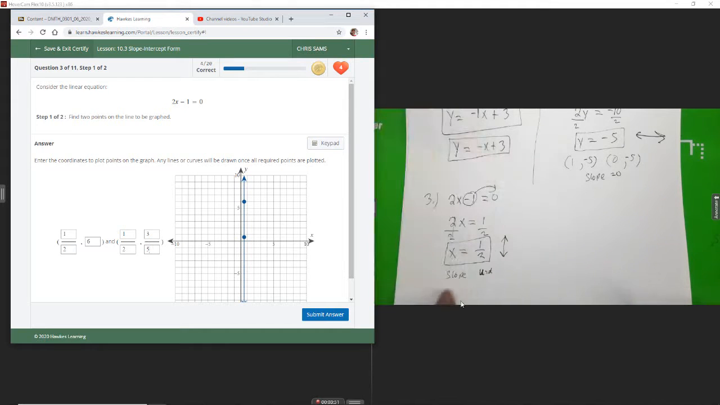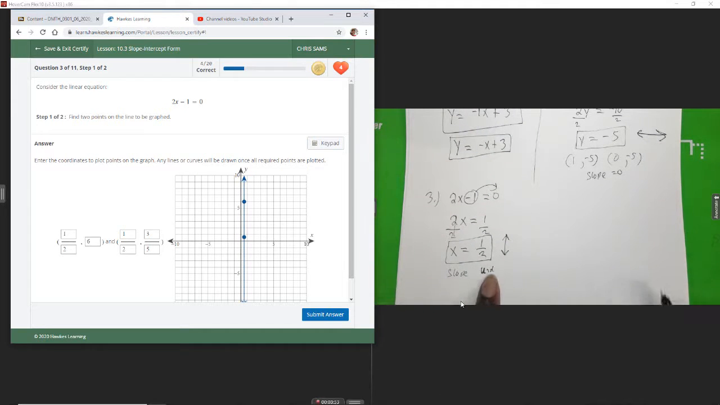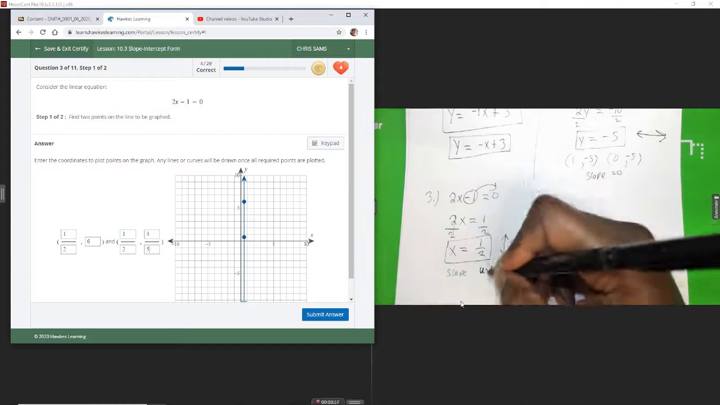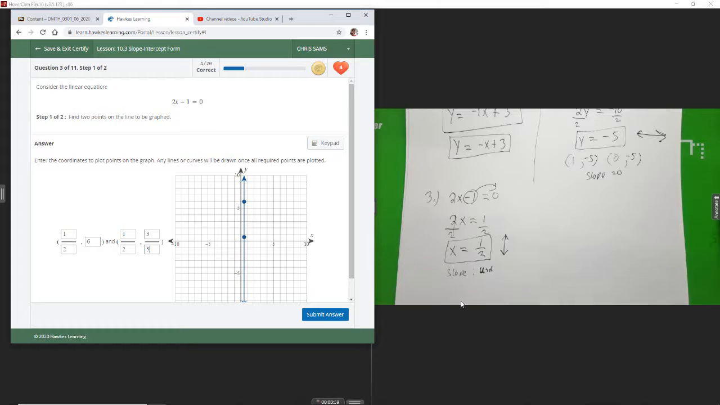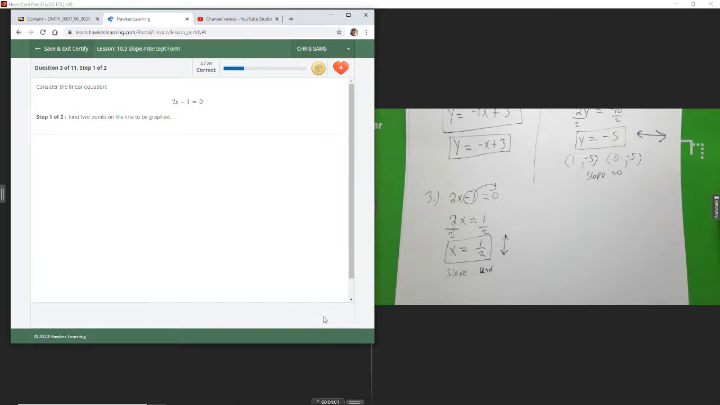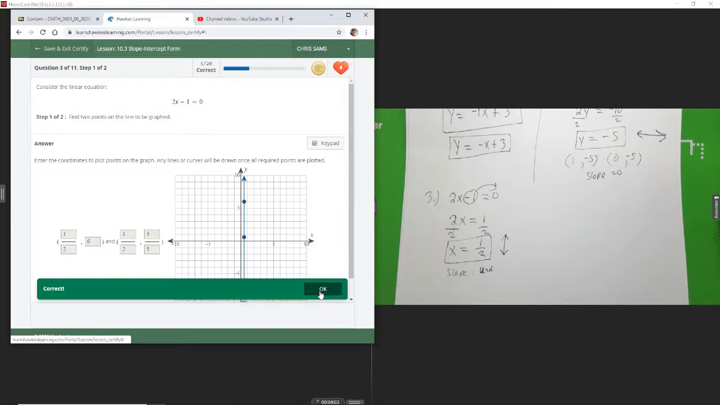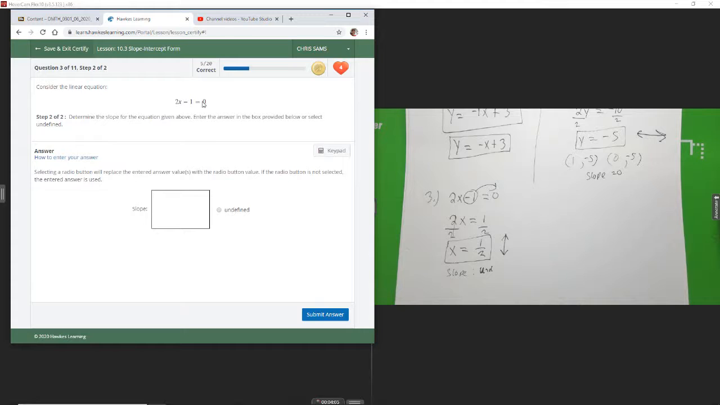And sorry you couldn't see me writing slope, undefined, UND. And I was saying that this line goes up, and U starts with up for undefined. And so now it's asking, what is the slope? Undefined.